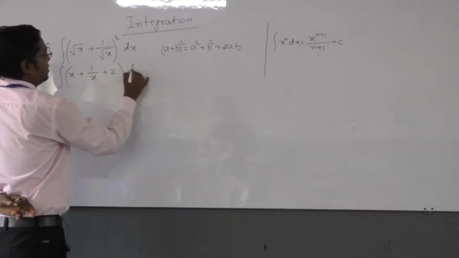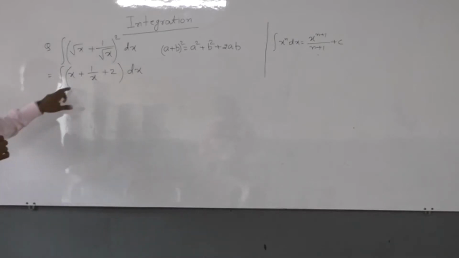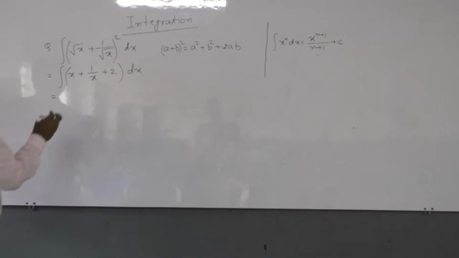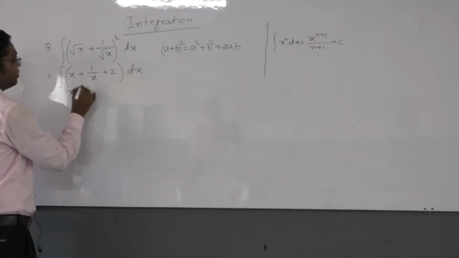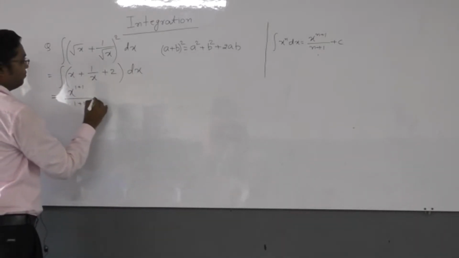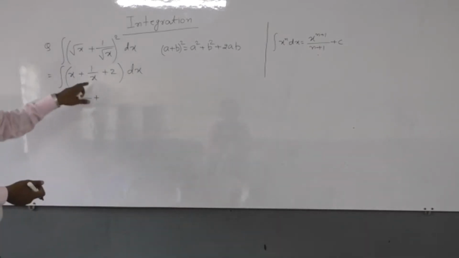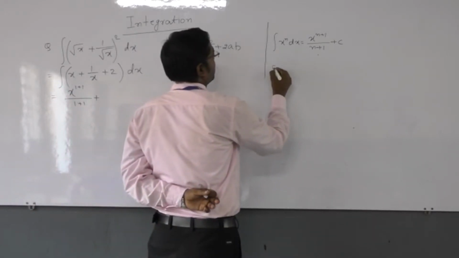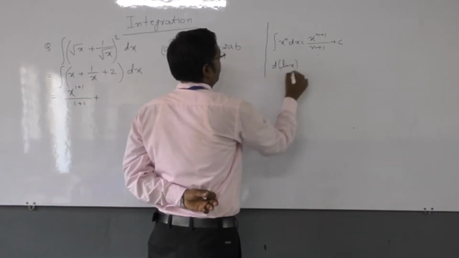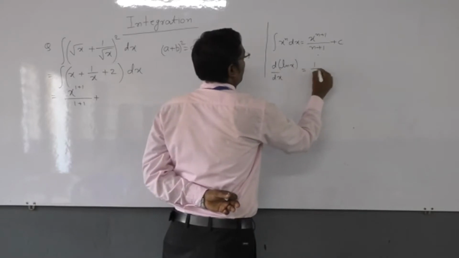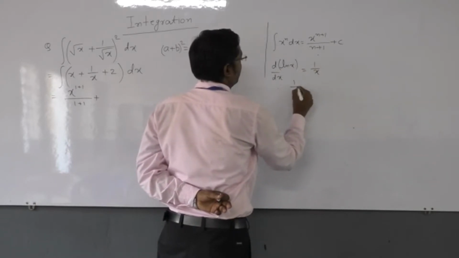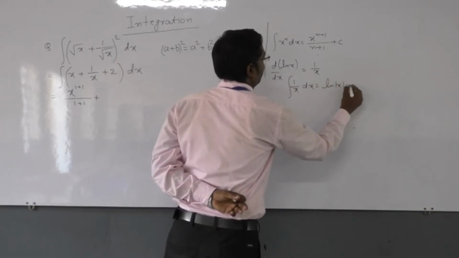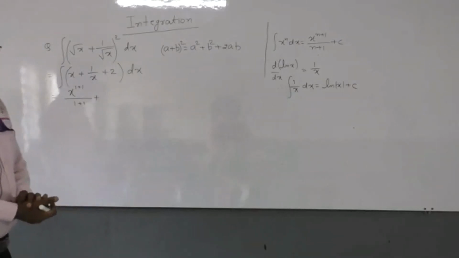So this integration. Now this we can write like that. This is there in the standard form, x raised n where n equals 1. Apply here. So we can write x raised n plus 1 over n plus 1 plus, as I showed, the differentiation of log x with respect to x is 1 by x. So we can write the integration of 1 by x with respect to x as log x. This I have proved earlier.